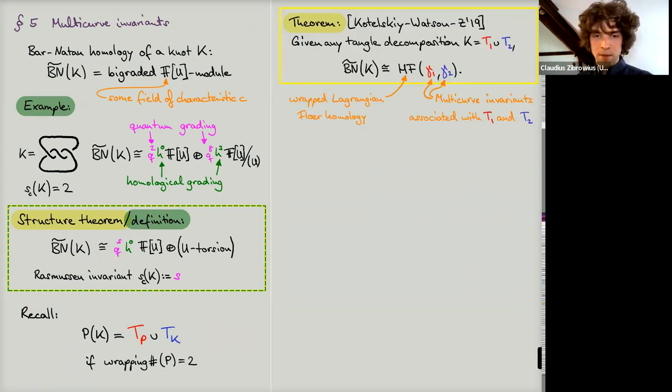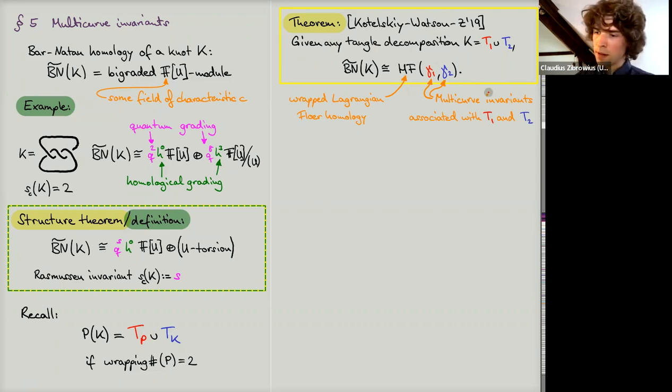This is the central part of this machinery that Artem Kotelskiy, Liam Watson, and I developed, which says that, given any decomposition of a knot into 2 Conway tangles, we can compute the Bar-Natan homology of our knot by first doing 2 separate computations, namely for the 2 tangles T1 and T2. These are the multicurve invariants associated with T1 and T2. Okay, so some gadgets. Let's take these as black boxes for the moment. And then there's some machine that takes these 2 pieces and churns out the Bar-Natan homology.